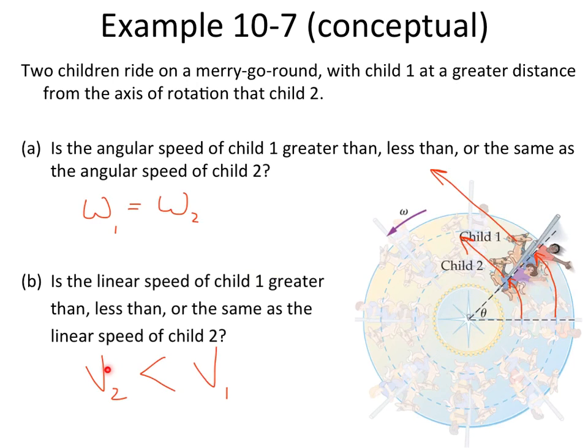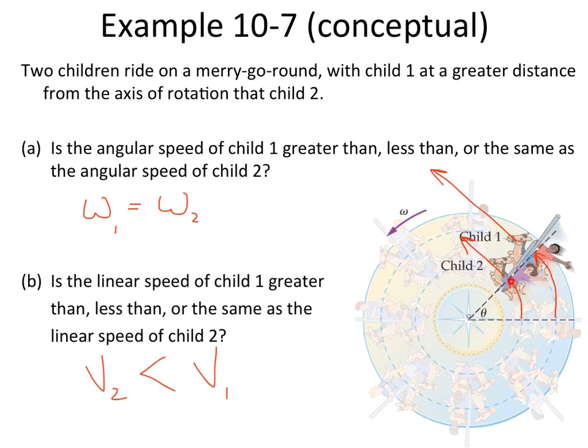That's why the further out you are to the edge of the carousel, the more difficult it's going to be to hold on to your horse, because you're moving at a greater speed, a greater linear velocity in this circle right here. Same rotational velocity, different linear velocities. All right?